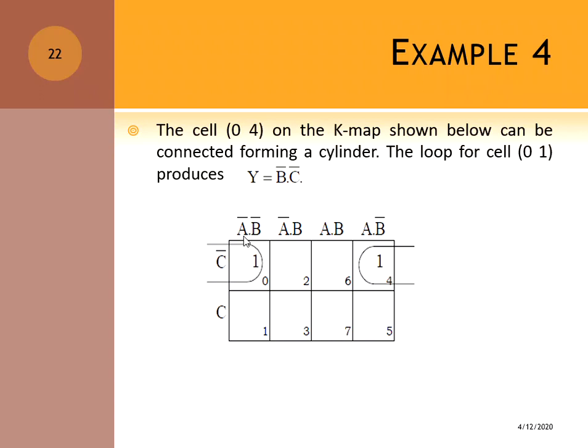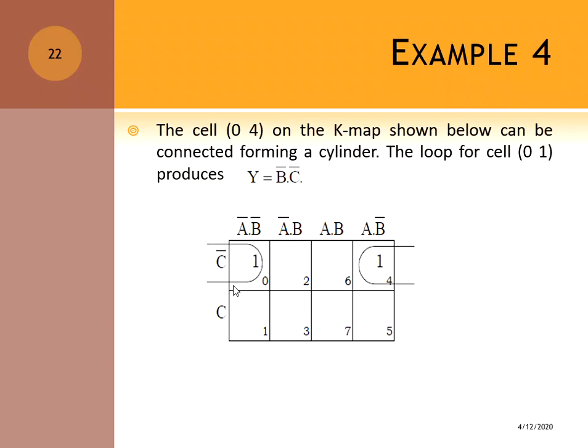Example 4: the cell 0 and cell 4 on the K-map shown below can be connected, forming a cylinder. The loop for these cells produces Y equal to B bar dot C bar. What I'm going to tell you here is, if you have two cells with output 1 but they are separated, just as in this figure, actually you can find the common term. How to get the common term here?